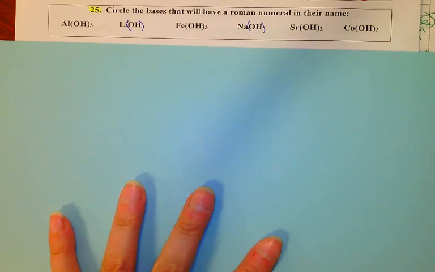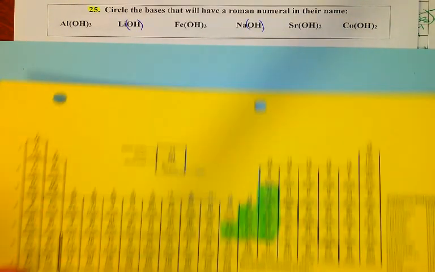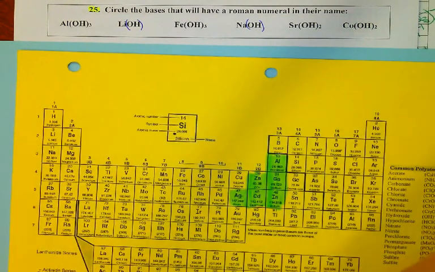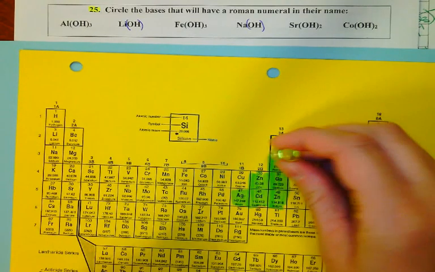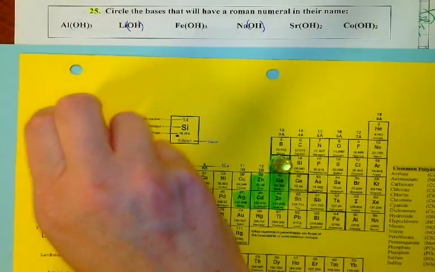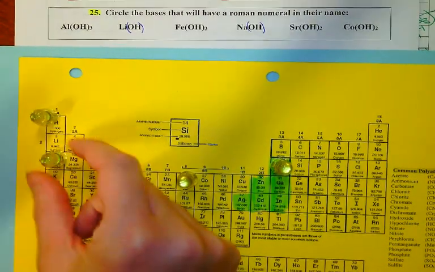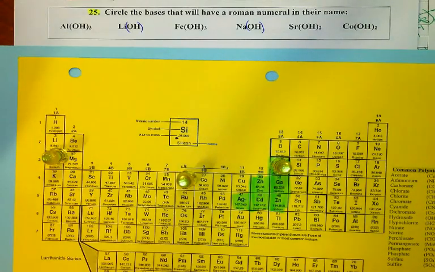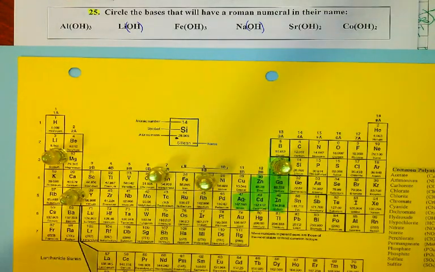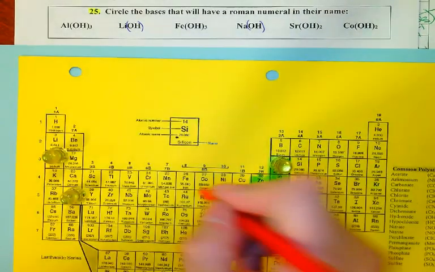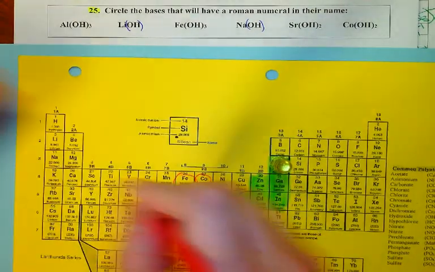Look at that. Okay, so aluminum right here, lithium, iron, sodium, whoa, and they're repelling each other. I didn't pick the right things for this. Strontium and cobalt. And that's not going to work either. Well, we'll do this then. How about I just write on it? Cobalt, iron, lithium, sodium, aluminum.